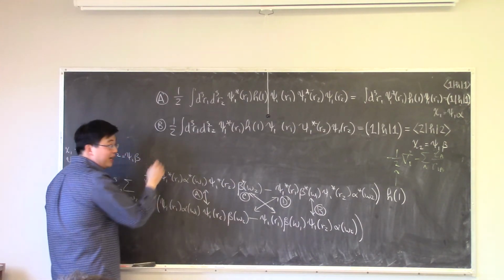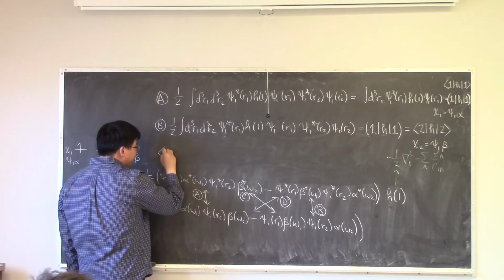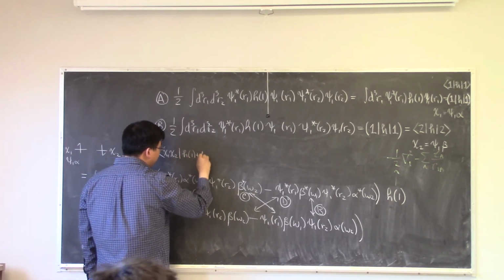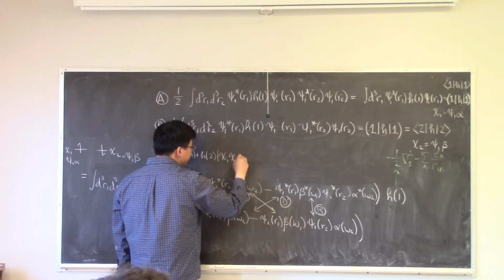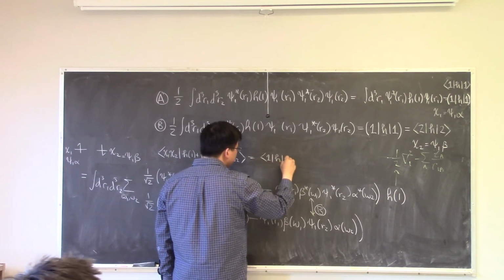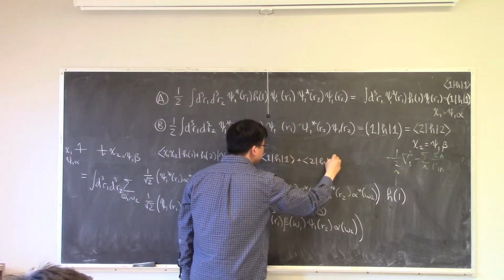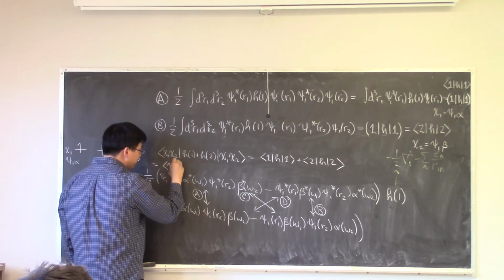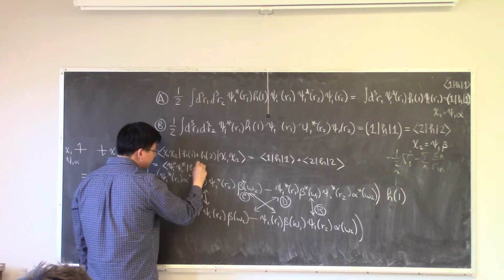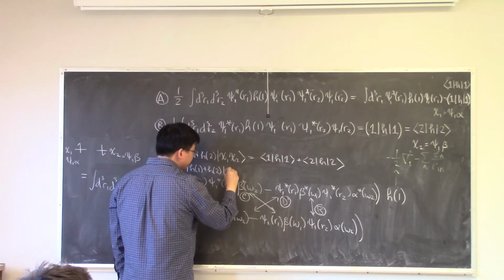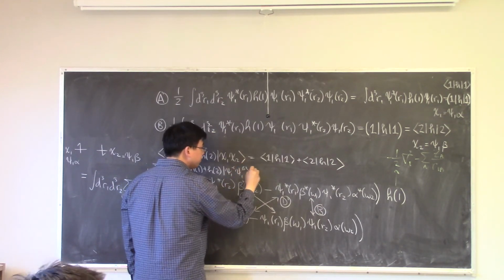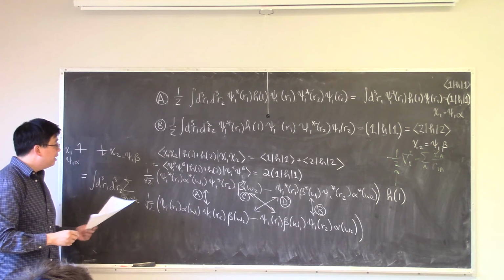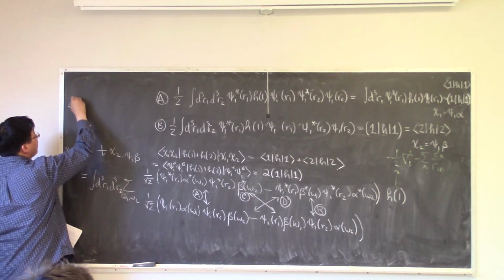Okay, so the final answer that I'll write up here is the 1 electron part of the energy. And this is equivalent to writing the same thing in terms of the spatial orbitals. So, and now going back full circle.